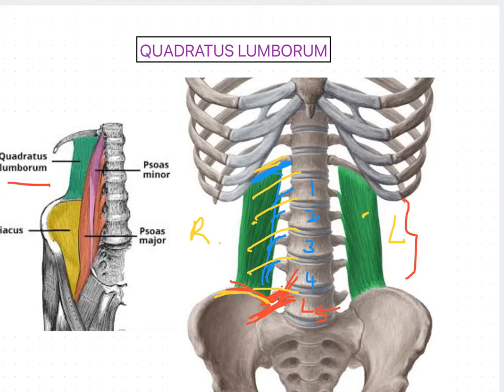This is all about the quadratus lumborum and also the muscles of the posterior abdominal wall. In the next session, we are going to discuss the thoracolumbar fascia.